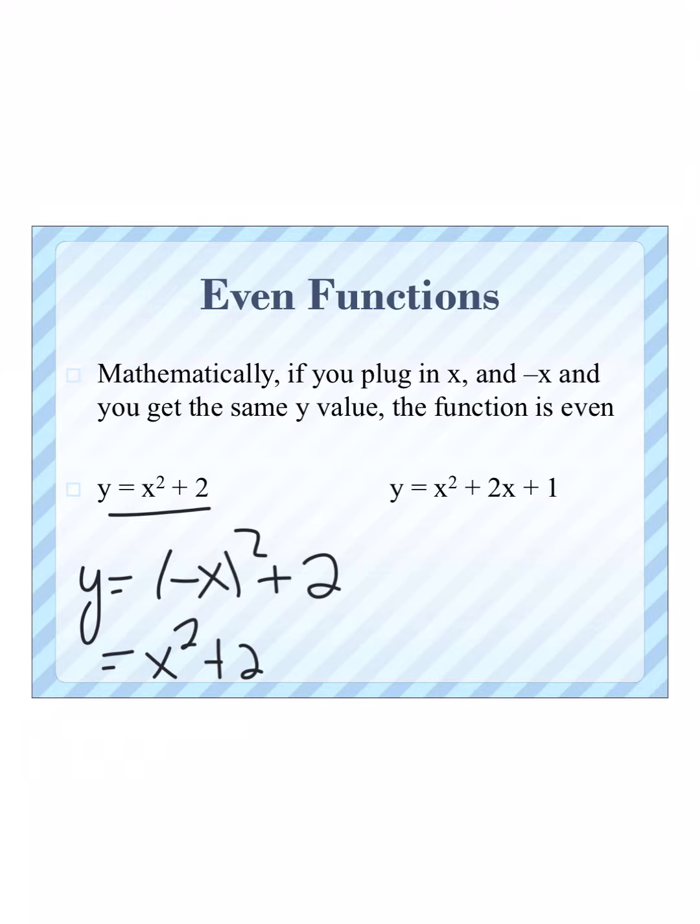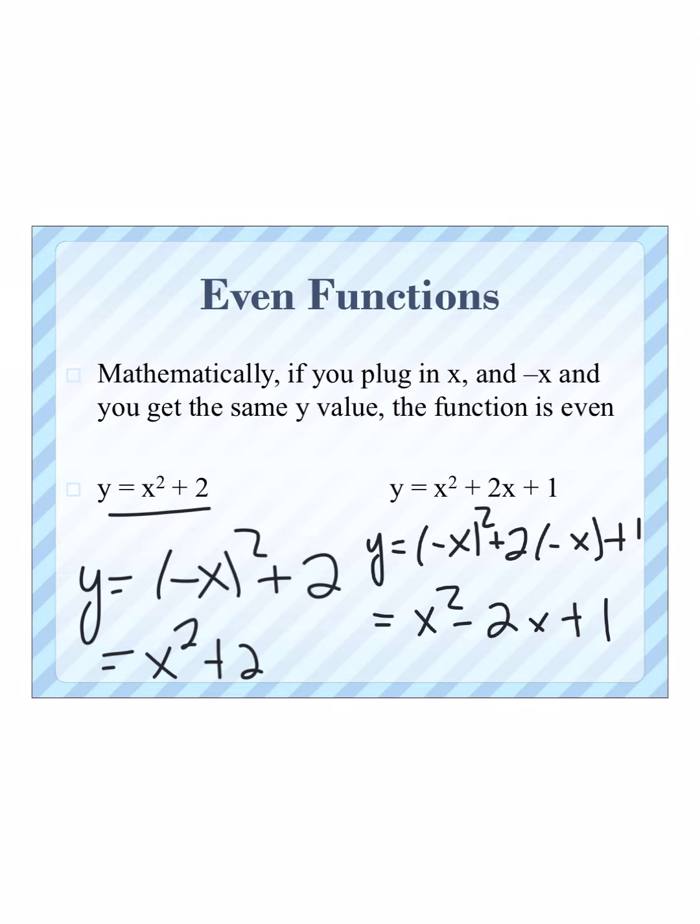Okay, let's look at our other function. So we do the same thing. We'll plug in a negative x. So we have negative x, squared, plus 2 times negative x plus 1. Okay, when I simplify things, we get positive x squared minus 2x plus 1.